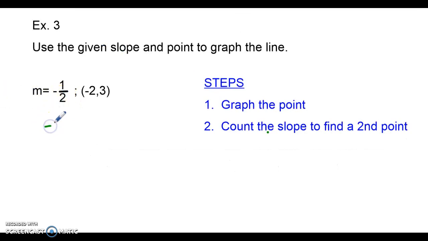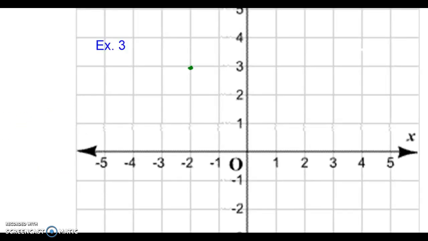Okay? Now, if you go back, our slope is negative 1/2. Now, again, I can make that negative 1 over 2, or I can make that 1 over negative 2. It doesn't make a difference, but put the negative sign with either the rise or the run. Do not put it with both. Okay? So for now, we'll just use this one. We'll put the negative 1 on the rise. So I'm going to go down 1. I'm going to go right 2.